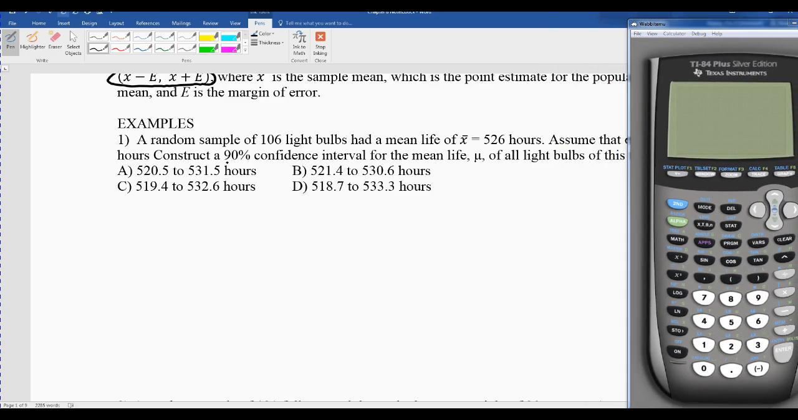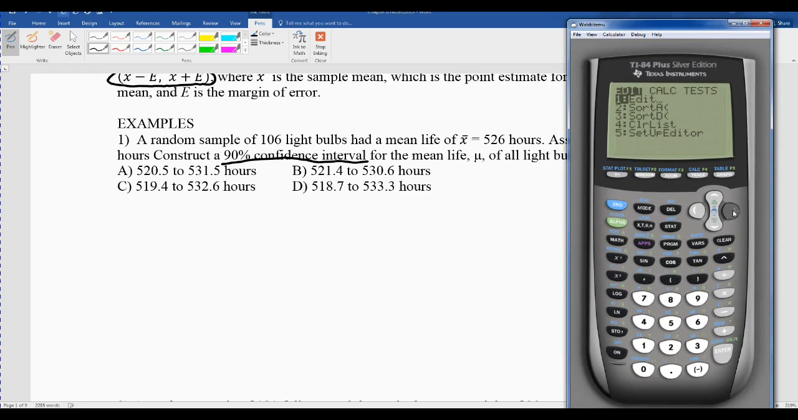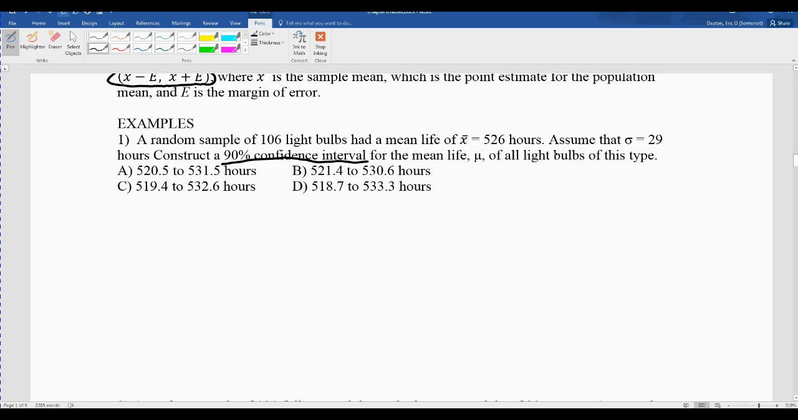We're going to construct a 90% confidence interval. So I'm going to go to Stat, Test, and I have to read this first. When you read this, we do know sigma, and it has a sample size greater than 30. So this is a z interval.